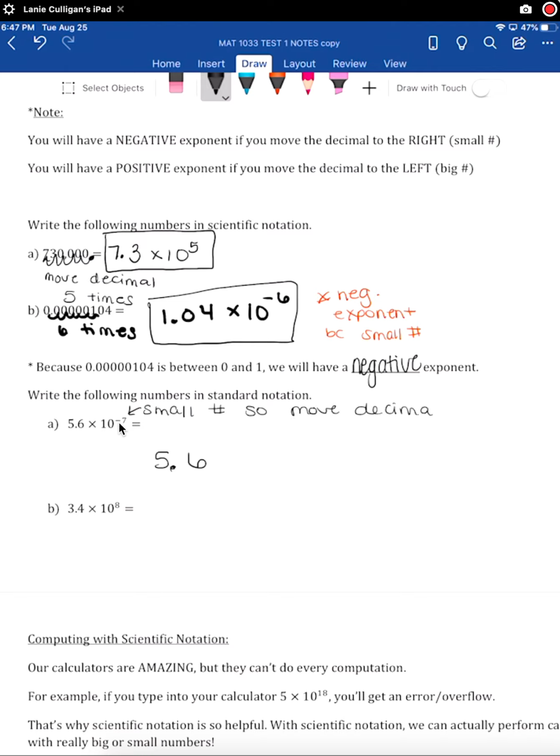It's a small number, so move my decimal to the left. So moving it 1, 2, 3, 4, 5, 6, 7 times. There's my new decimal, and then filling in all of these gaps with zeros. So my final answer will be 0.000000056.